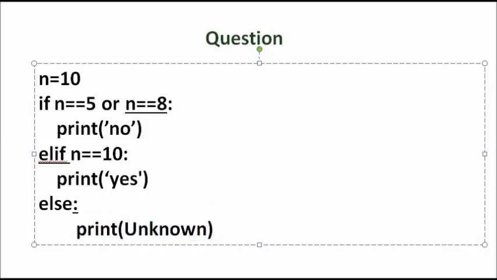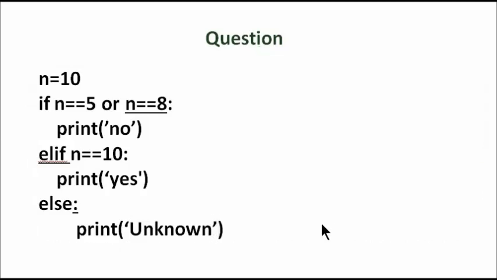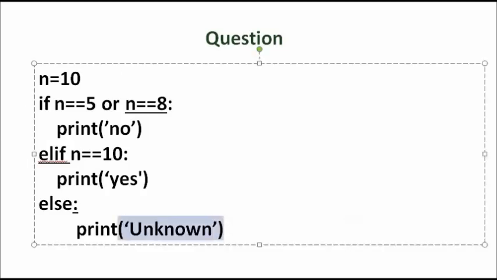Then print unknown. What is wrong with this? Yes. Unknown is a string, so you have to put quotes. Okay. So how many errors? 1, 2, 3 and 4. It is a 2 marks question, so usually there will be 4 errors.